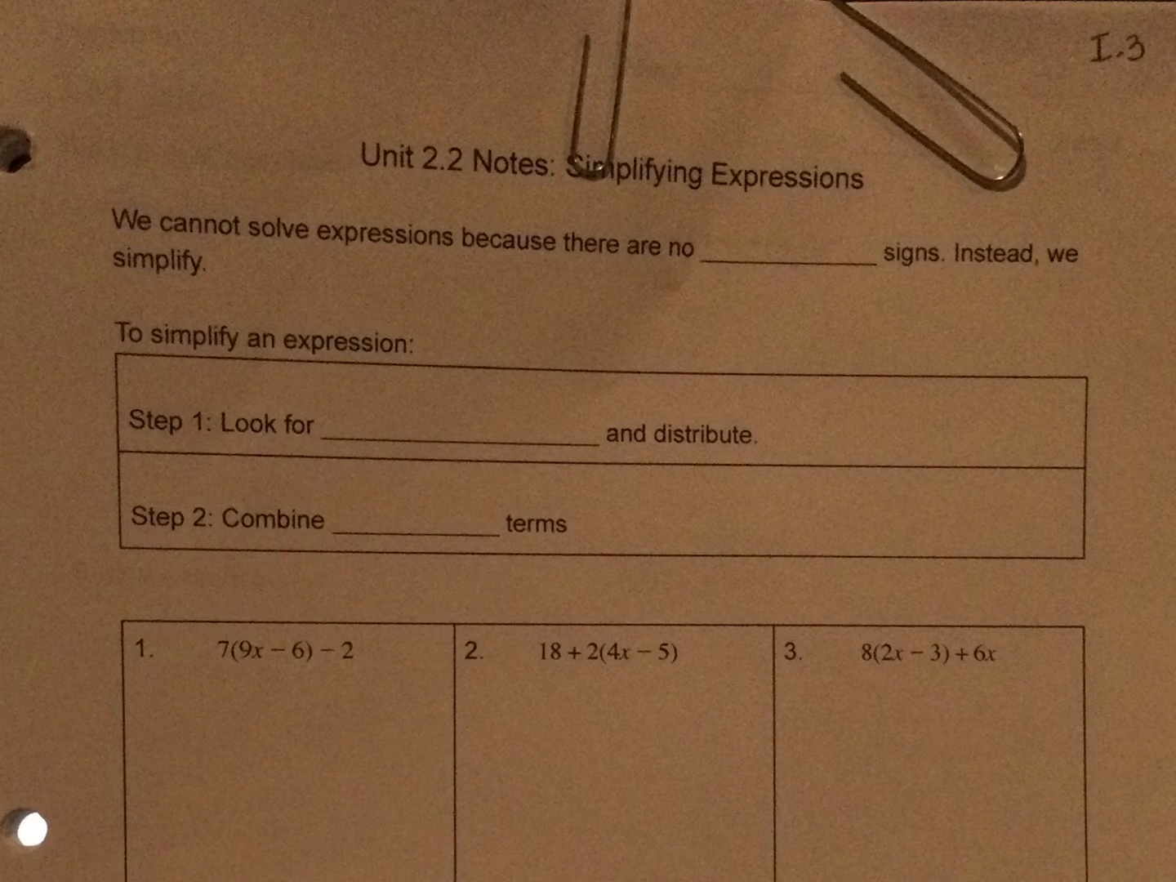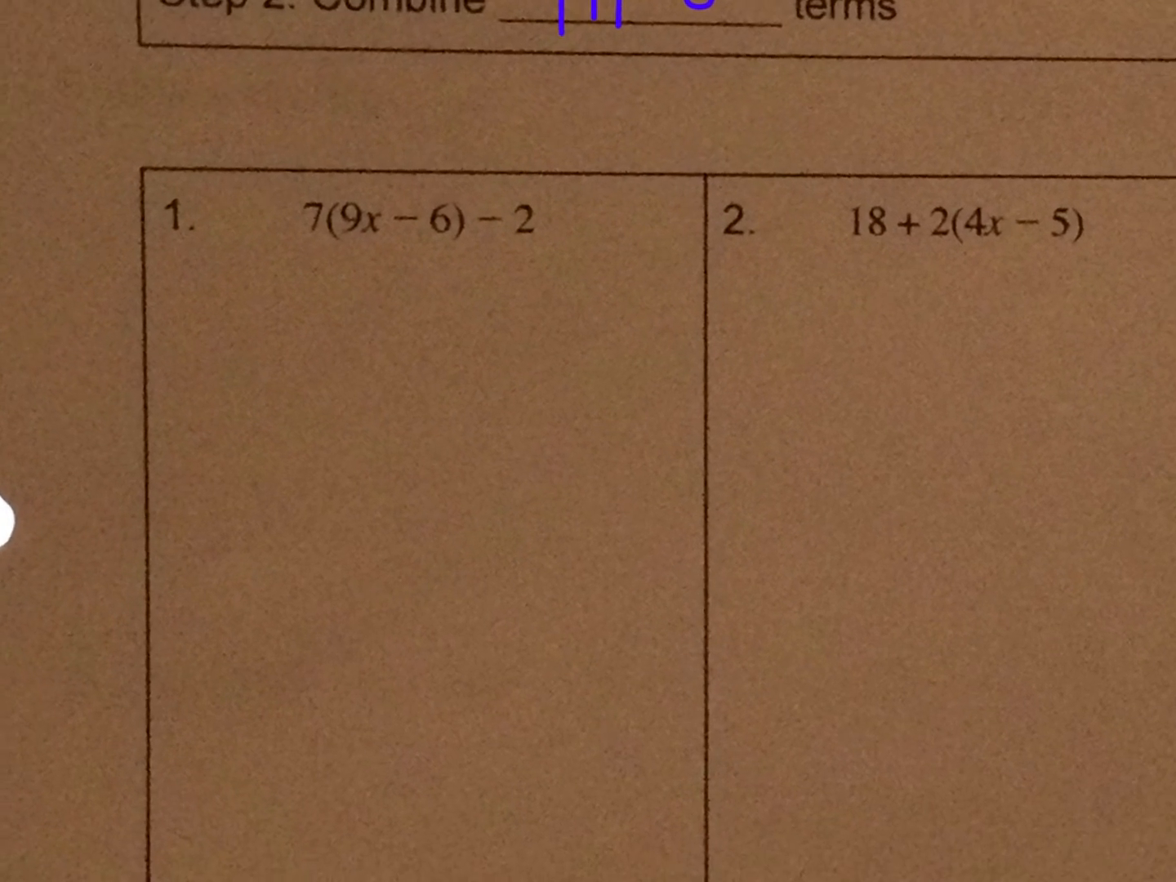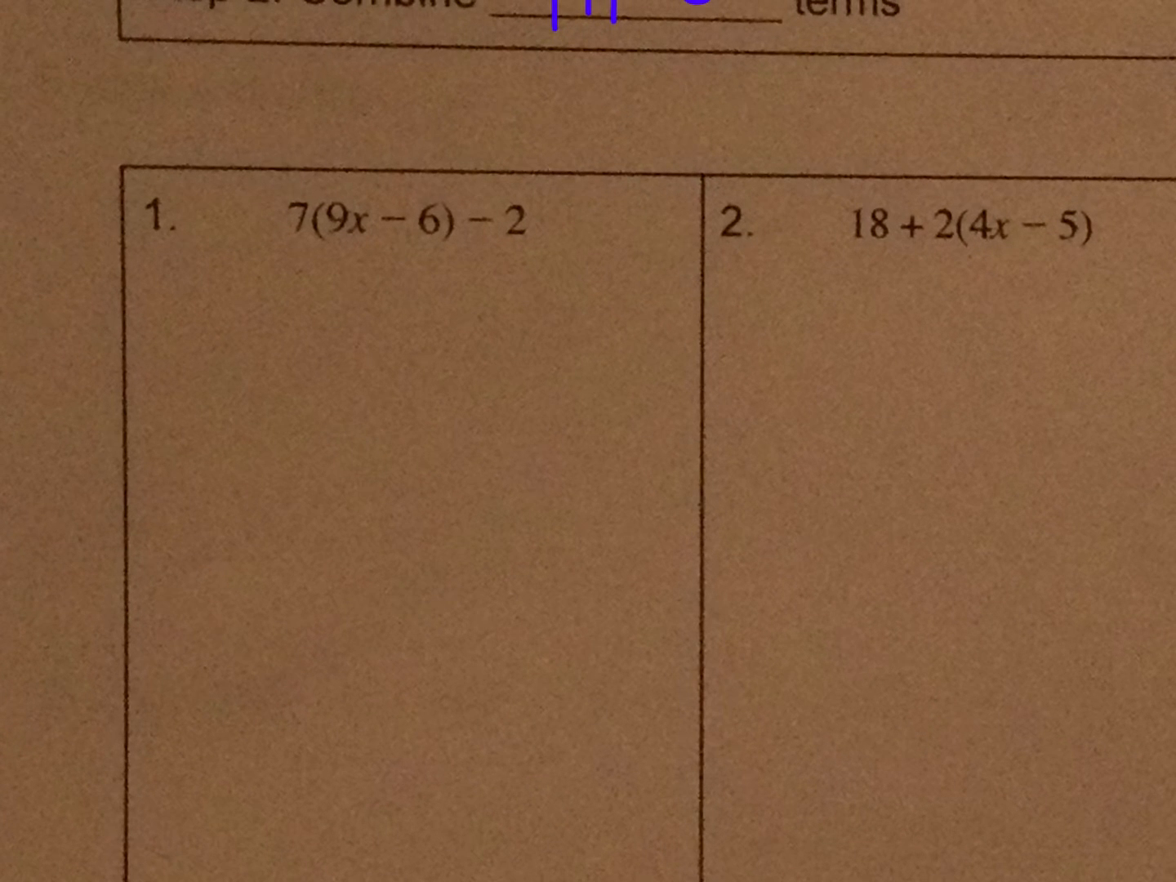We cannot solve expressions because there are no equal signs. Instead, we just simplify them. So there's two steps to simplifying an expression. First, look for parentheses and distribute. And second is to combine the like terms. So these are both things we've done already. We're just putting them together into one big ugly problem. So the first thing I know when I have a problem like this is I've got to distribute, because it said step 1, look for parentheses and distribute.